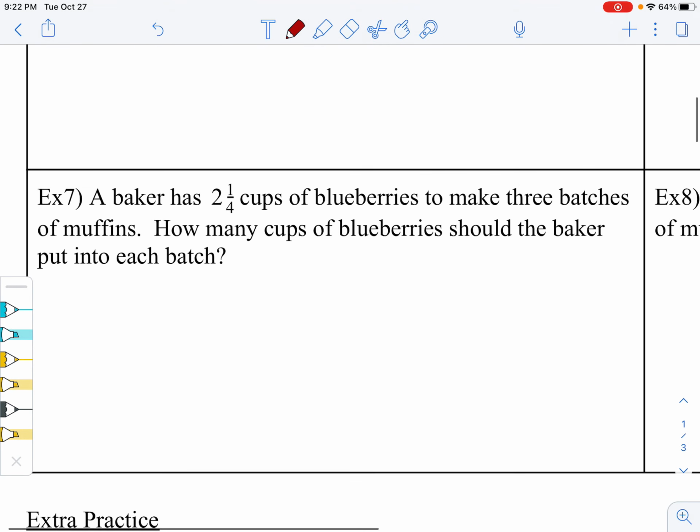And in this last question here, we're going to do a word problem. A baker has 2 1/4 cups of blueberries to make 3 batches of muffins. How many cups of blueberries should the baker put into each batch? So I always like to start with our total, and we're going to divide it into however many sections or groups or batches we would need. So our total cups of blueberries is 2 1/4 cups. That's how much we have total, and we're going to break it up or divide it into 3 batches or 3 groups.